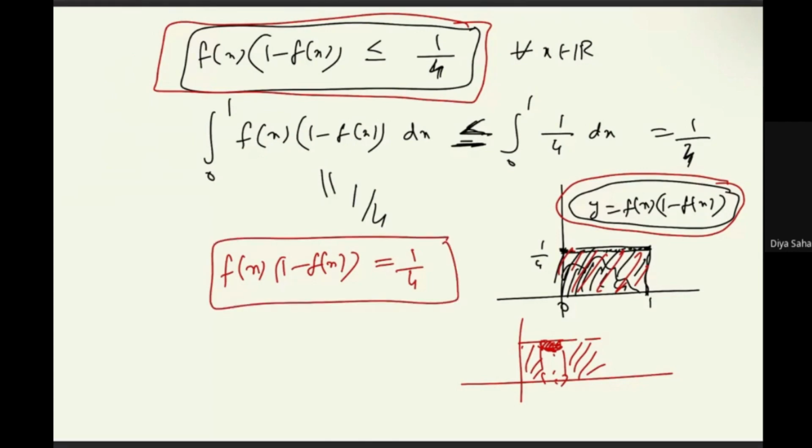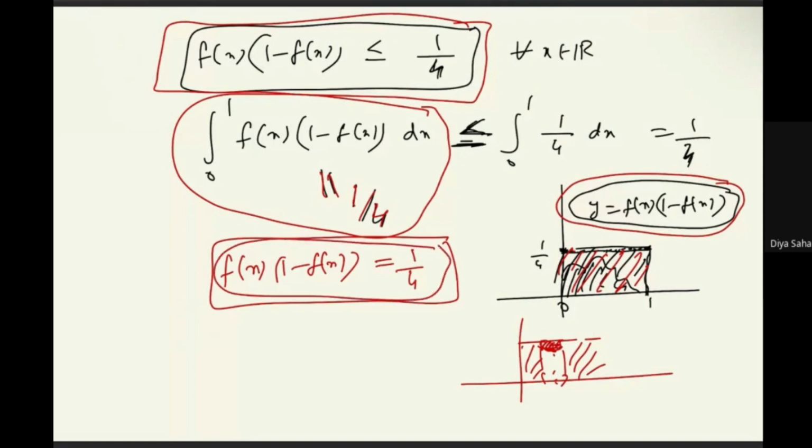It has to be 1/4, right? If it is less than 1/4 at some point, then by continuity you can argue that the integral will be strictly less than 1/4. So in order for this integral equality to hold, integral 0 to 1 of f of x times 1 minus f of x is 1/4, you want this function to be exactly equal to 1/4 for every x.